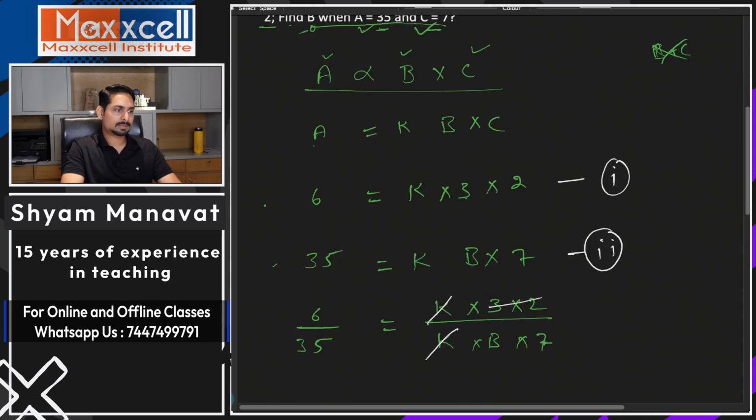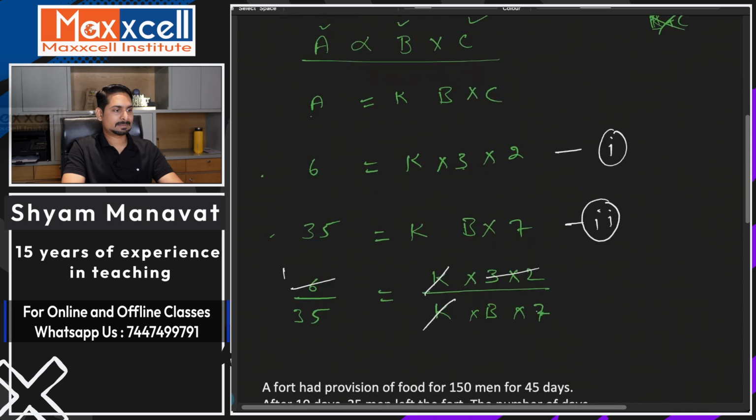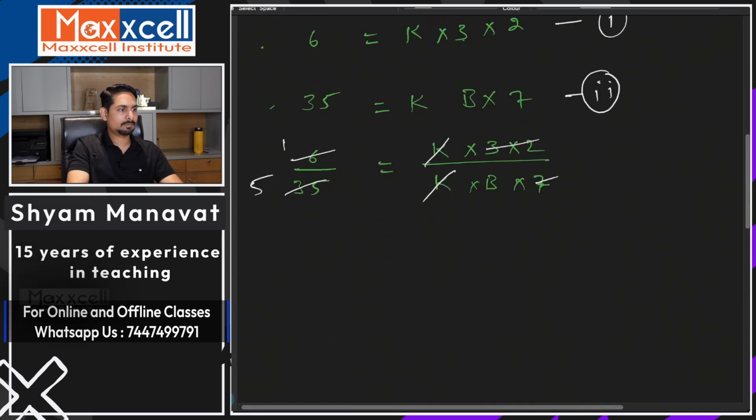Now here, 3 2s are 6. 7 5s are 35. Right? Then we have b, I take the other side, 5 I take this side, so b equal to 5. That's how we get the answer.